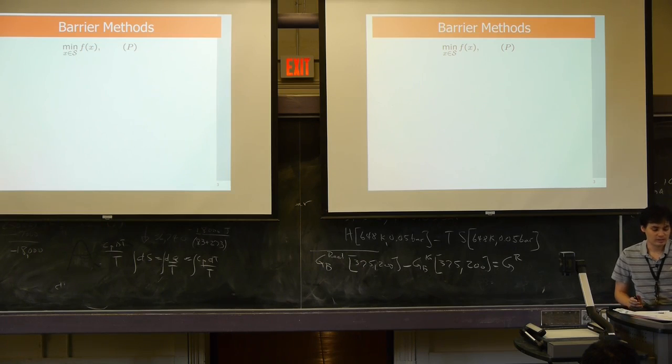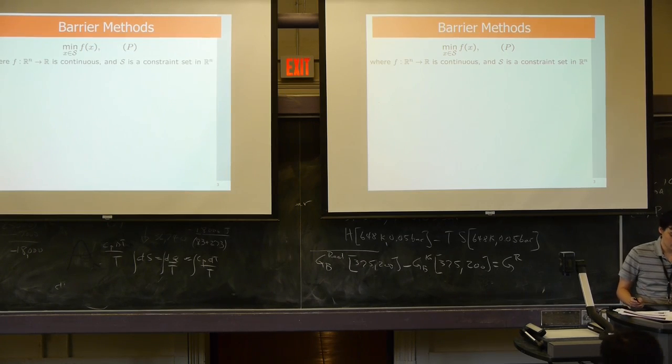Another important family is called barrier methods. Our problem is the same. We want to minimize a function f over a set S, where f is continuous and S is the constraint set again. And again, we don't require f to be convex at this point.